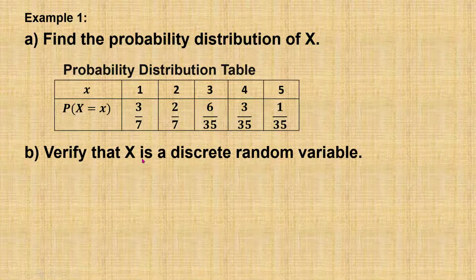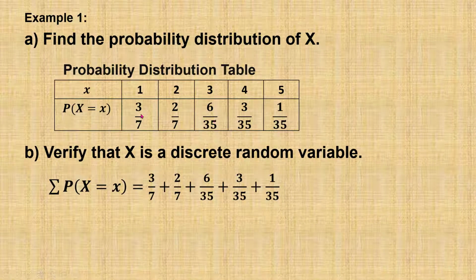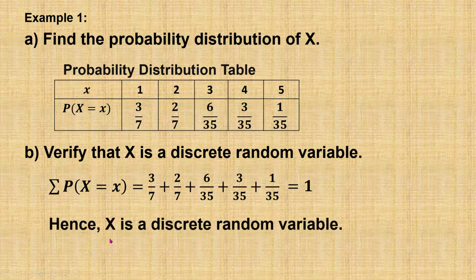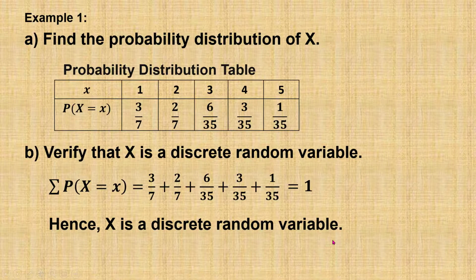Next, I'm going to verify whether x is a discrete random variable. If x is a discrete random variable, the sum of the probabilities should be equal to 1. So now I'm going to sum all the probabilities, and I found that it is equal to 1. So this means that x is a discrete random variable.